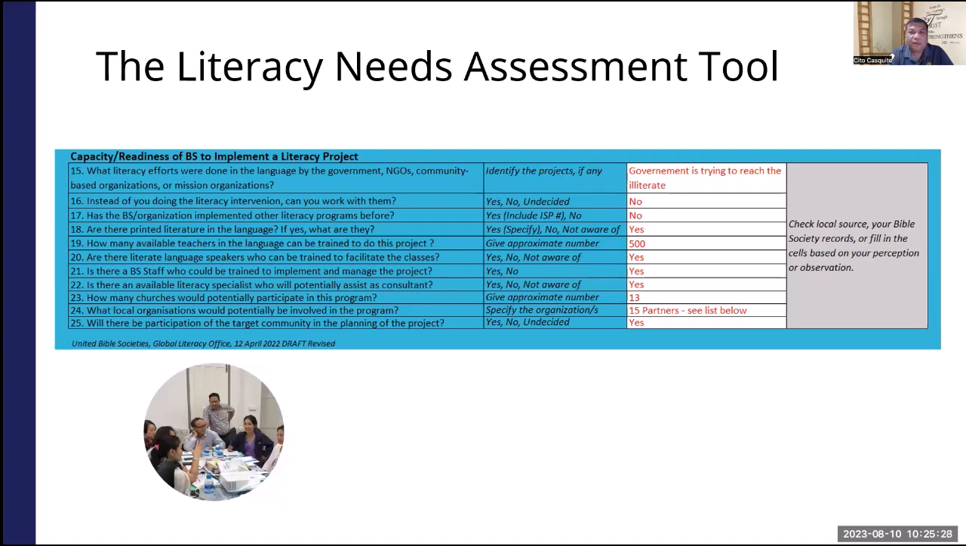But when you go to the next question, or I think question 23, about partners or 24, they actually have 15 partners working with them in Pakistan. So the partners that work with Pakistan Bible Society in literacy are small, local organizations that have been doing literacy also, and they partner together to do literacy in Urdu.